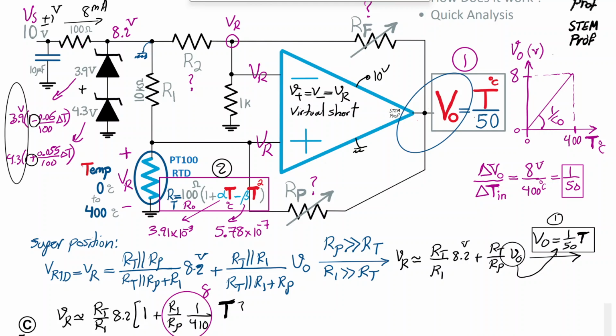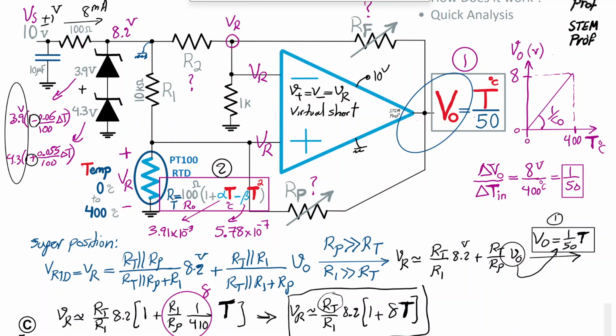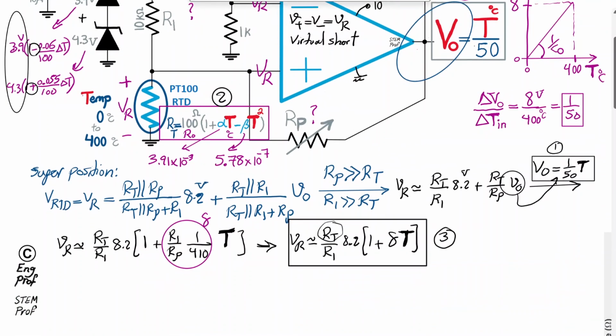Okay, if we name it that way, then I can effectively write VR is approximately RT over R1. And I'm going to substitute RT later with equation 2, but that's coming later. RT over R1, 8.2 volt times 1 plus gamma times temperature. Okay, so remember, RT is also changing by temperature, so it's not just a linear relationship here. So be careful about that. Now, let's name this equation 3. Good. What else do we need to do?